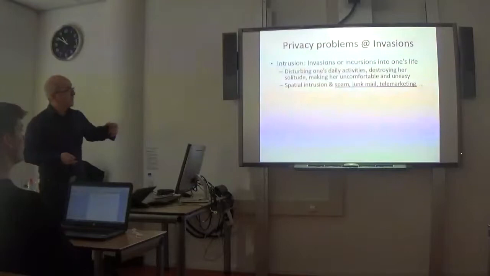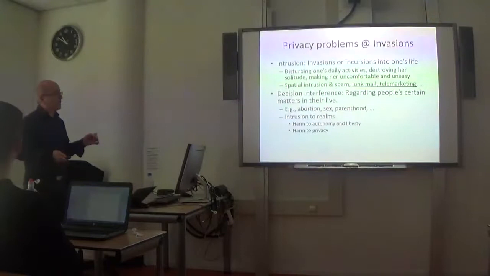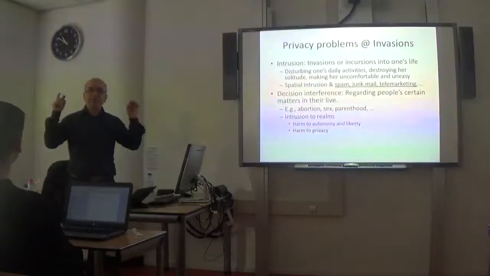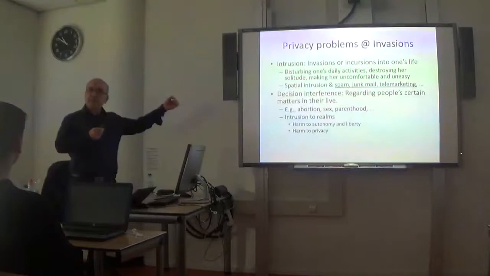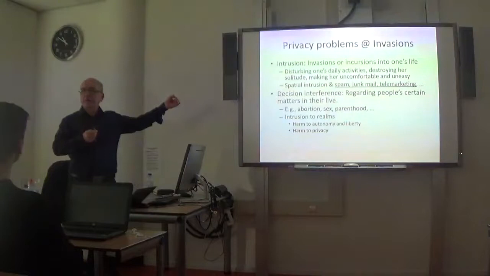Decision interference means that people should be free to make their choices based on that free feeling. And if you indirectly manipulate them with this private information, you are intruding on their privacy. Does anybody know a recent example of this? Or can remember, or can associate it with a recent example? Decision interference.